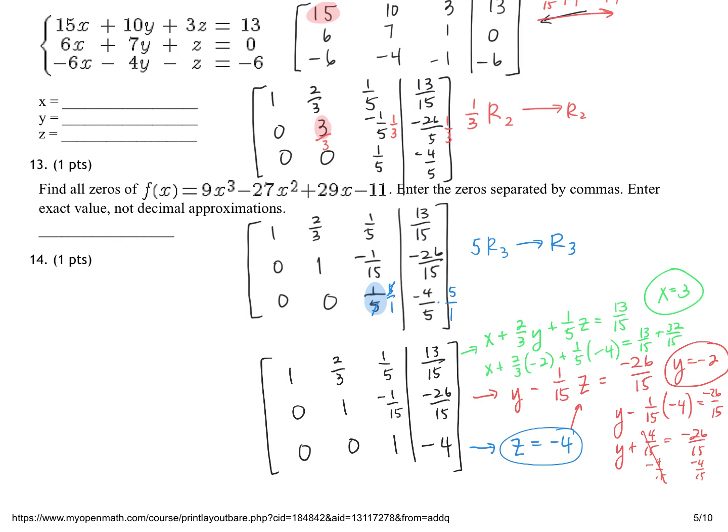Okay, so now I've found x, y, and z. So I will plug that in above. So x is equal to 3, y is equal to -2, and z is equal to -4. All right, let's erase this so we can see what number 13 is asking us to do.